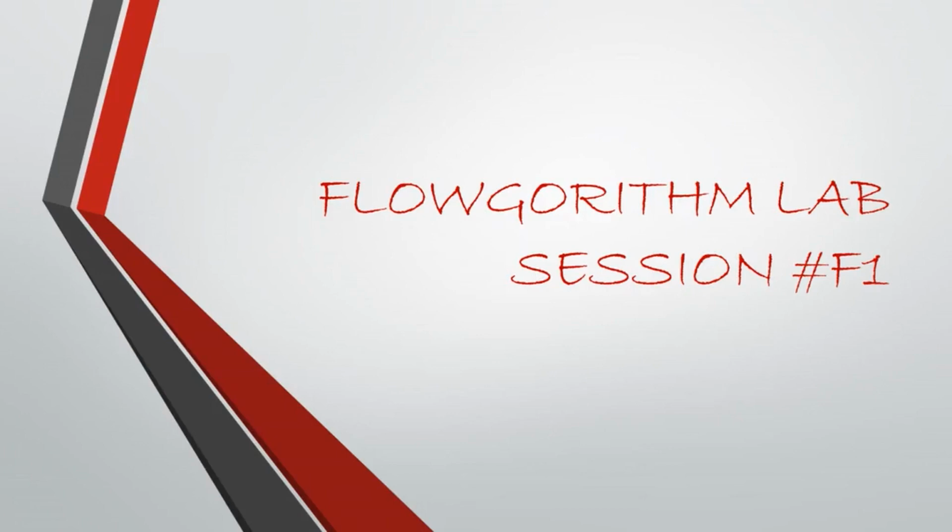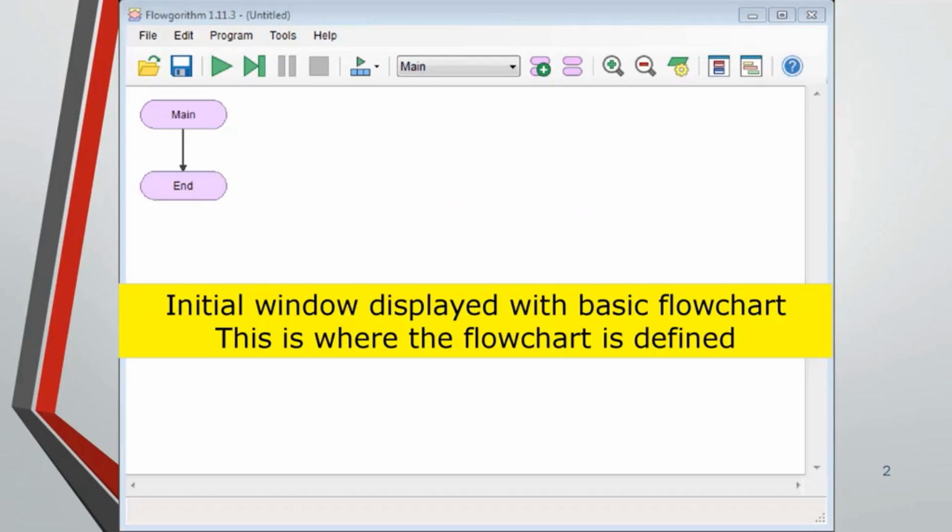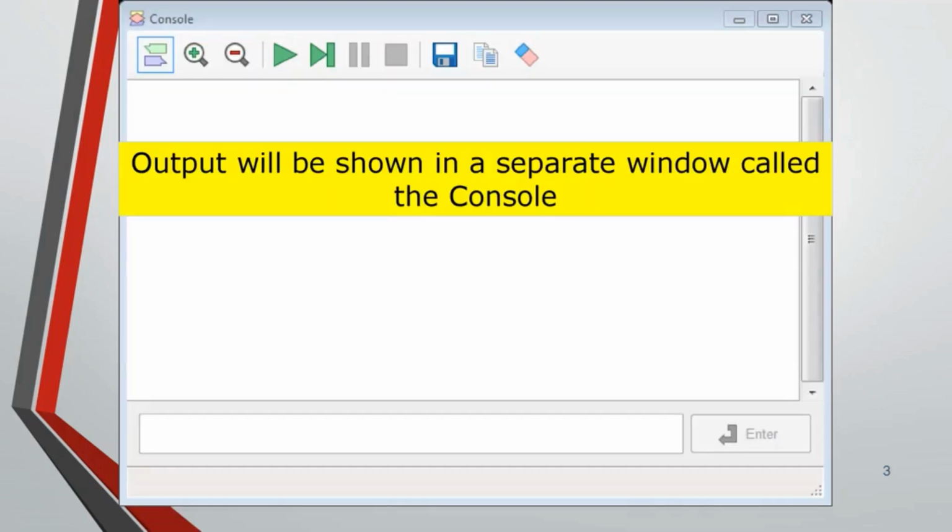Flowgorithm Lab Session 1. Interface. This explains the interface of the Flowgorithm application. 2. Main window. Double-click on the application icon on the desktop. Main window with main and end symbols connected by the down arrow opens. Initial window displayed with basic flowchart. This is where the flowchart is defined.